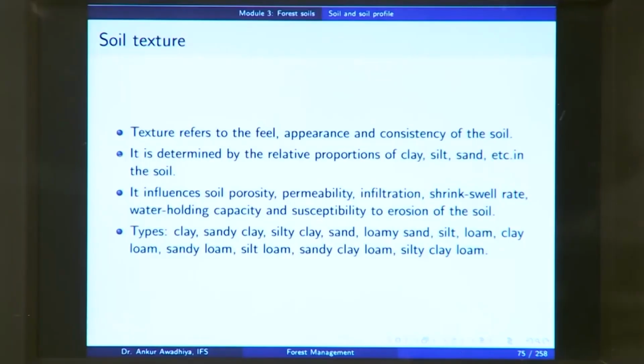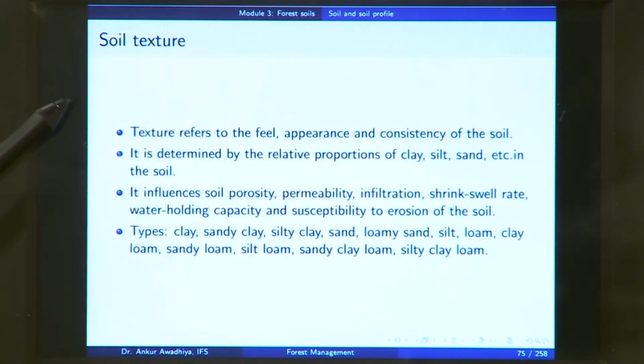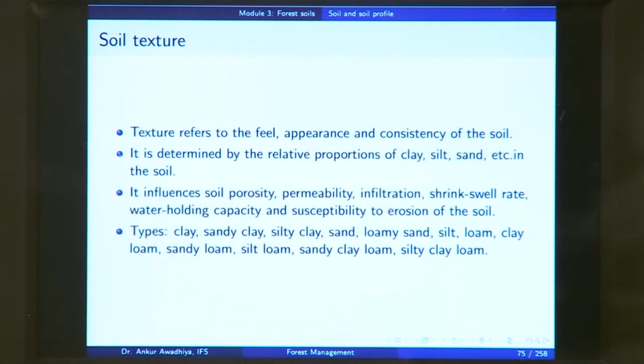So, the consistency will be of a harder material as compared to sand, in which case you can just drop all the particles and they will flow very easily. So, texture is the feel, appearance and consistency of the soil, and it is determined by the relative proportions of clay, silt, sand etc. in the soil. So, why is texture important? It is important because by looking at the texture, you can make an inference about the kind of soil separates that will dominate in this soil.